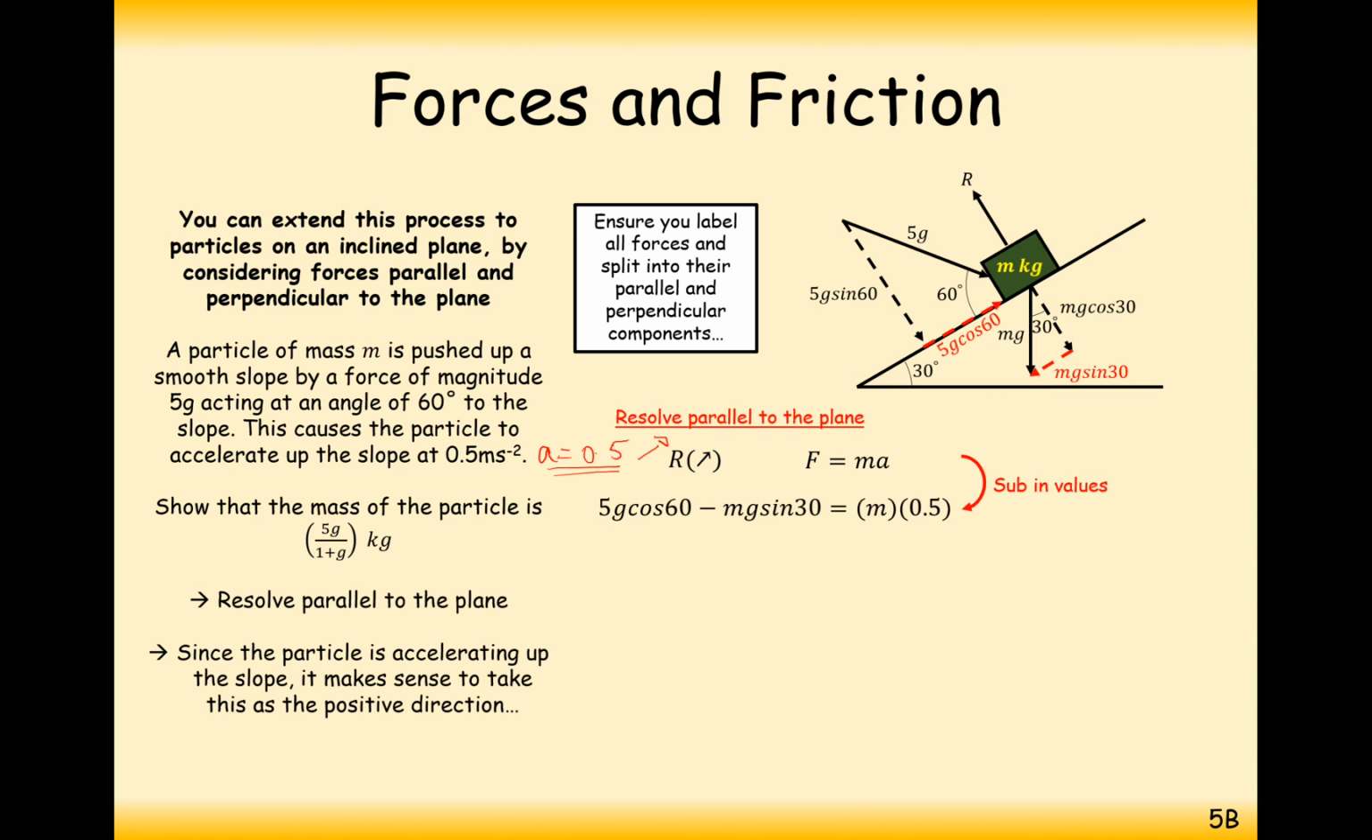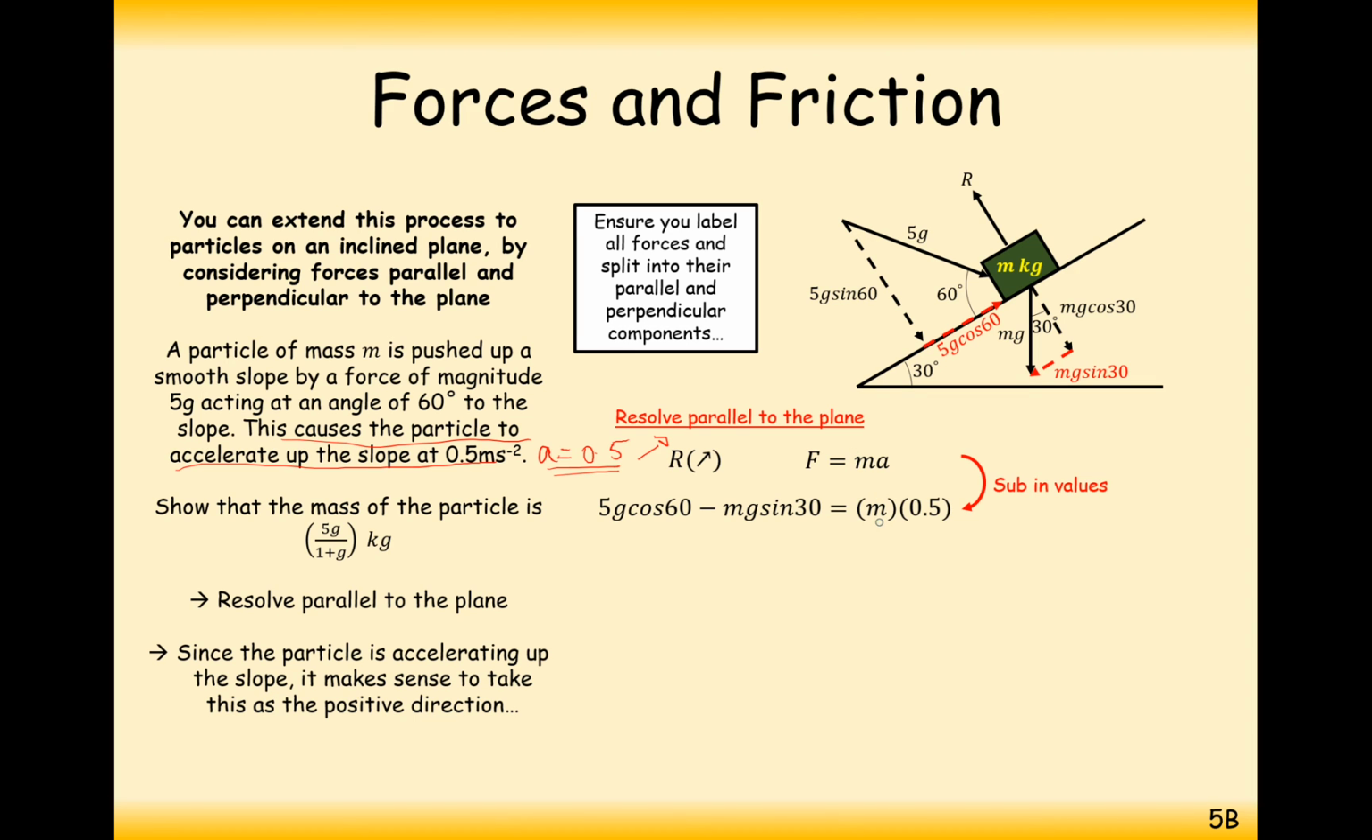So in this case here, on the left-hand side of our F equals ma equation, we're going to have 5g cos 60 going up the slope, and then mg sine 30 taken away from the 5g cos 60 because it's going down the slope. Opposite directions need opposite signs, and we've decided to set upwards as our positive direction because we're told here the particle accelerates up the slope.